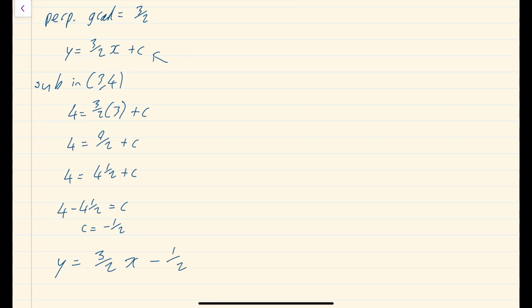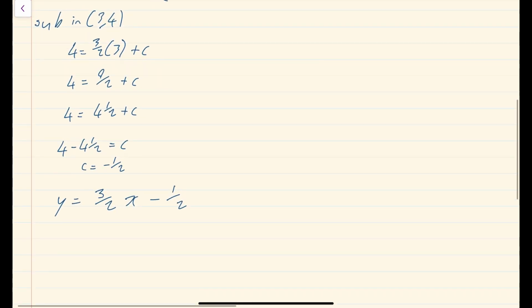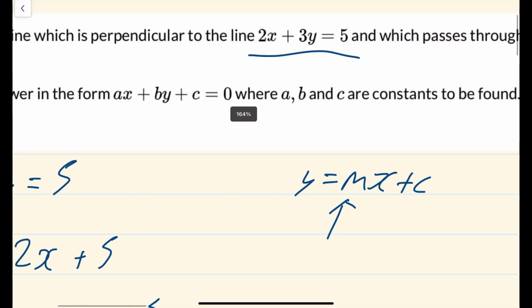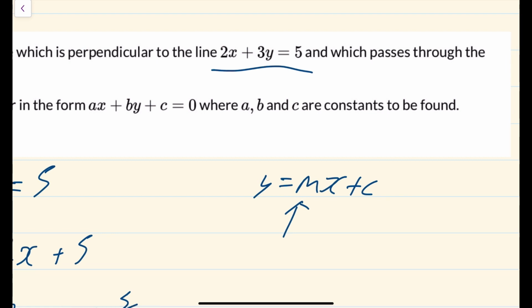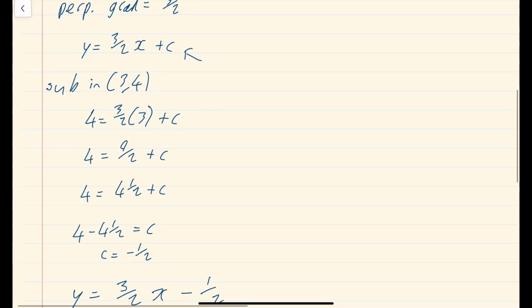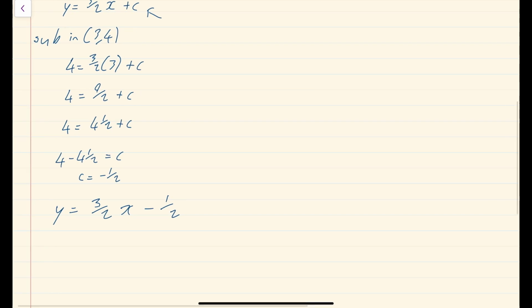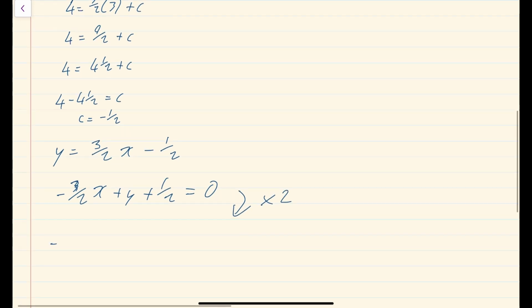And then what we'll do here is instead of bringing it all to one side, what way did I want it written? I want it written ax plus by plus c equals 0, where a, b, and c are constants. It didn't say integers, so we can just write it. Bring it all over to one side. I'll have then minus 3 over 2 x plus y plus 1/2 is equal to 0. You might want to multiply through by 2 to make it a wee bit nicer looking. That's going to be minus 3x plus 2y plus 1 equals 0. And that is us done.